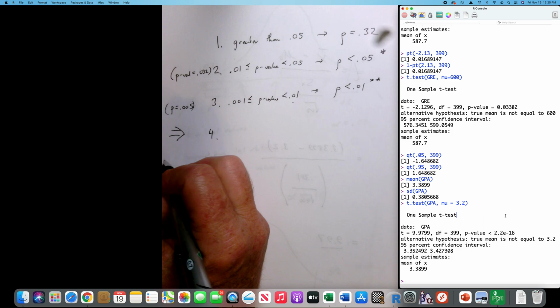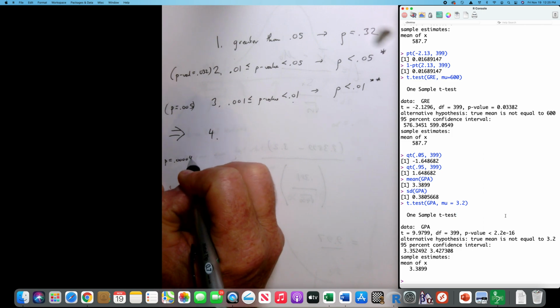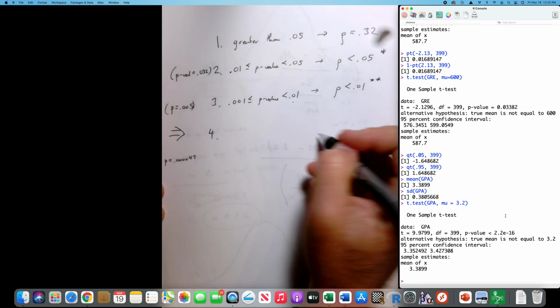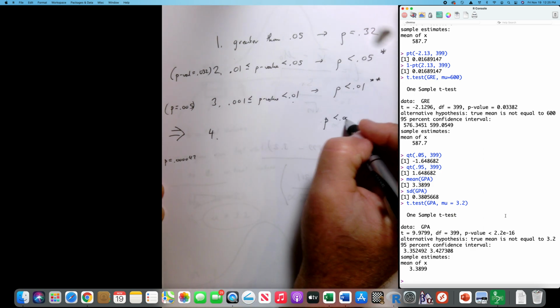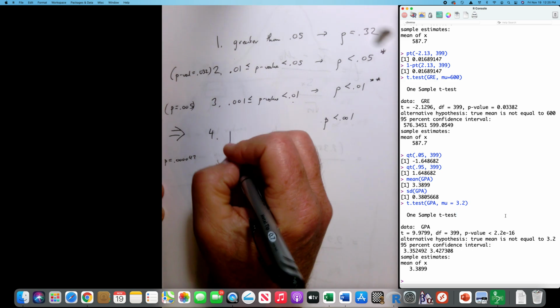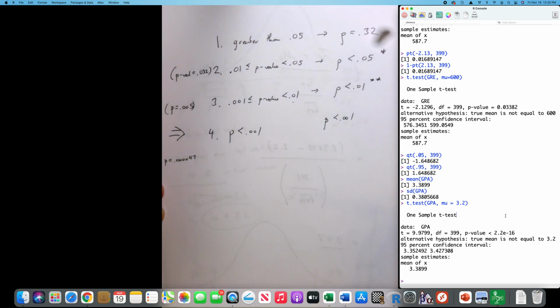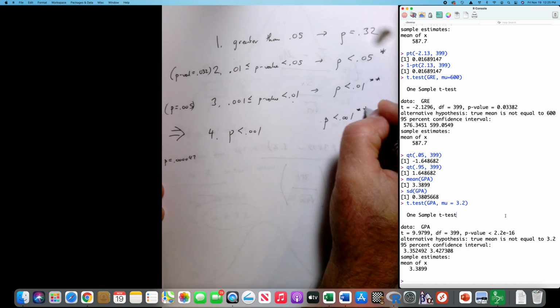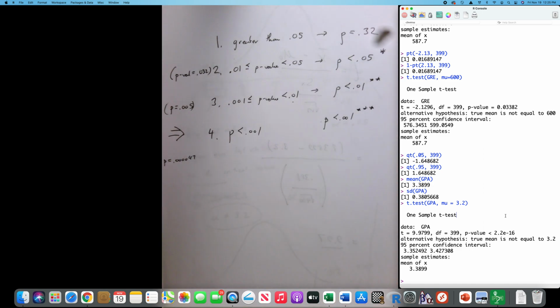If we get an extremely low p-value, we report this as p less than 0.001. This typically gets 3 levels of statistical significance.